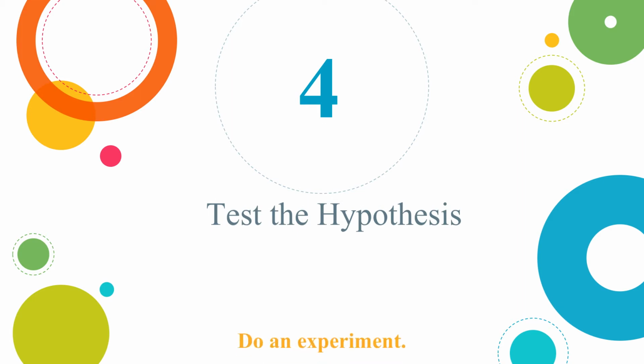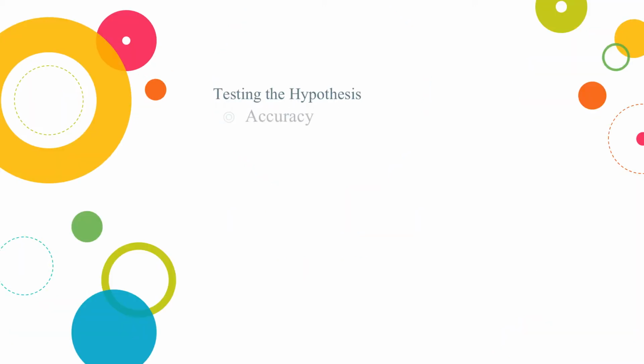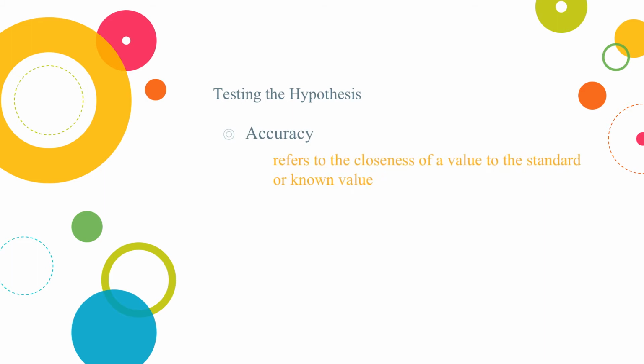Fourth step would be to test the hypothesis by doing an experiment. In doing the testing, you need to consider the concepts of both precision and accuracy. Accuracy refers to the closeness of a value to the standard or known value. For example, if you obtain a weight of 3 kilograms for a given substance, but the actual or known weight is 10 kilograms, then your measurement is not accurate. Precision refers to the closeness of 2 or more variables to each other. For example, if you weigh a given substance 5 times and get 3 kilograms each time, then your measurement is very precise. Considering these two concepts may thus identify whether or not your hypothesis is supported.